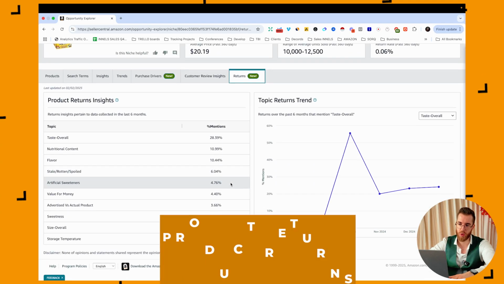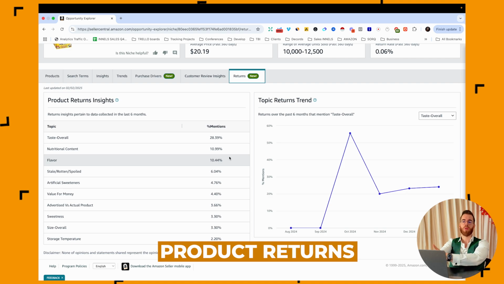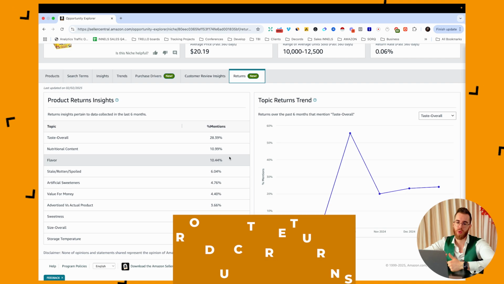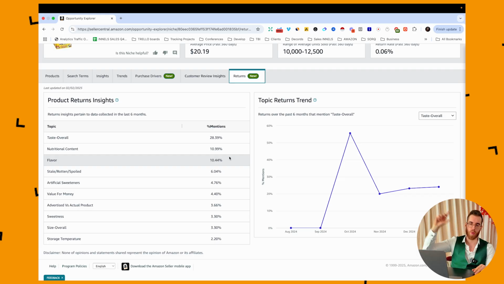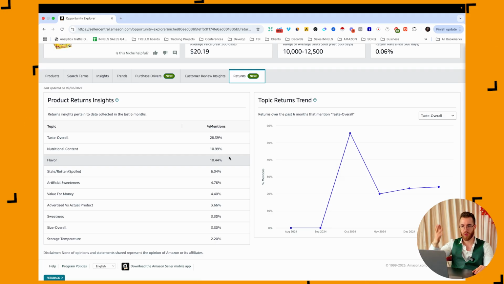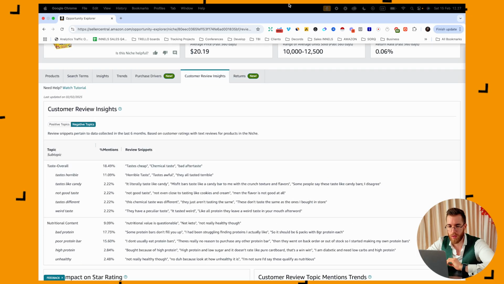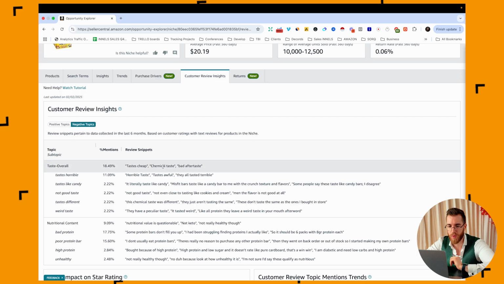Returns. This one shows you, for most categories I have been researching here, sometimes it doesn't show any information, but it shows you when customers return the product, as you know, they can leave a comment, right? What is the reason for return? So Amazon, of course, takes into account those reasons for all the categories. And then they're showing you here that, okay, in this case, 30% of the mentions are about taste. And we can see it correlates with the negative feedback here that is about the taste.